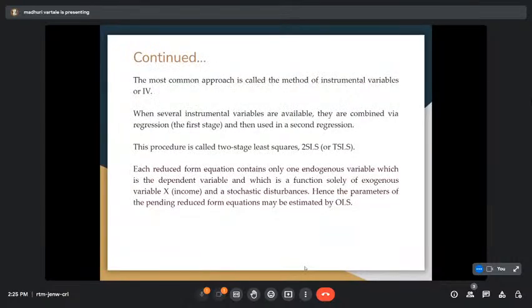Let us say the most common approach is called the method of instrumental variables.